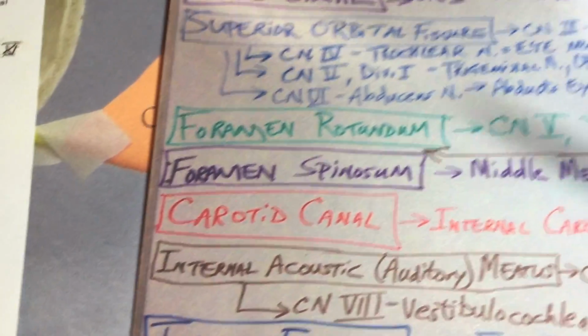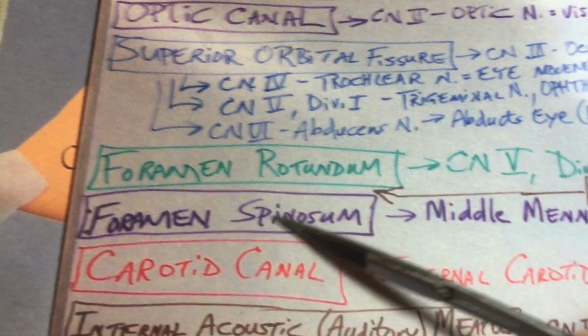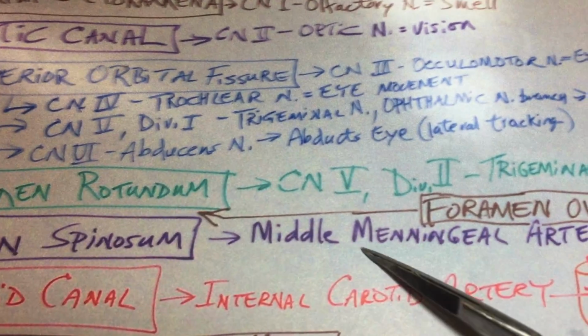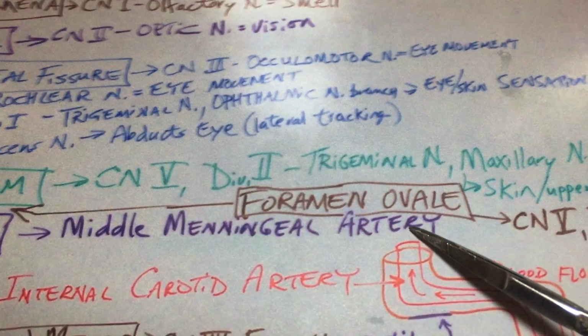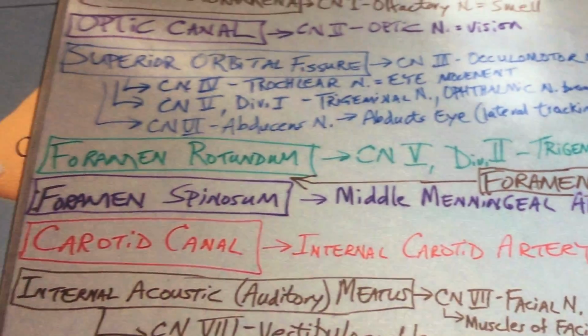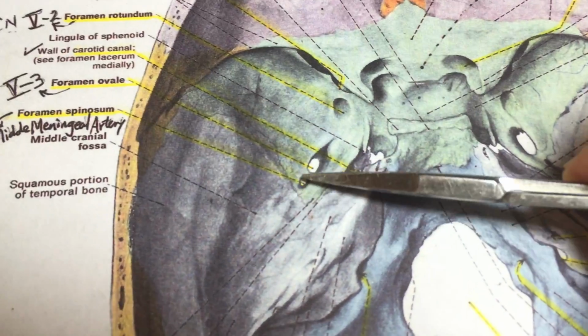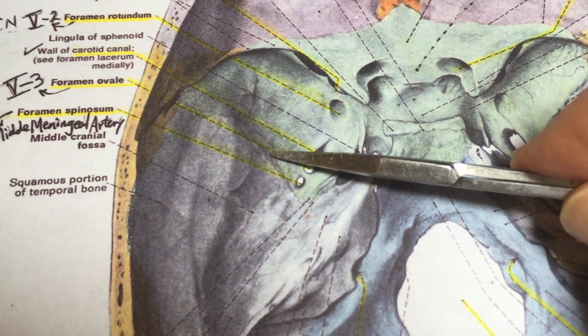Now, finally, we're at the foramen spinosum. Okay, this is the middle meningeal artery. And I don't really have a lot of commentary there, but there's a lot of commentary that could be made. And the reason for that is that the artery actually takes care of the meninges.